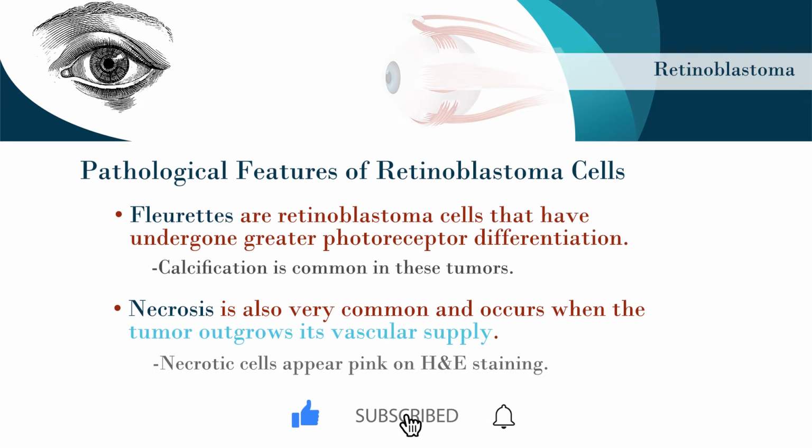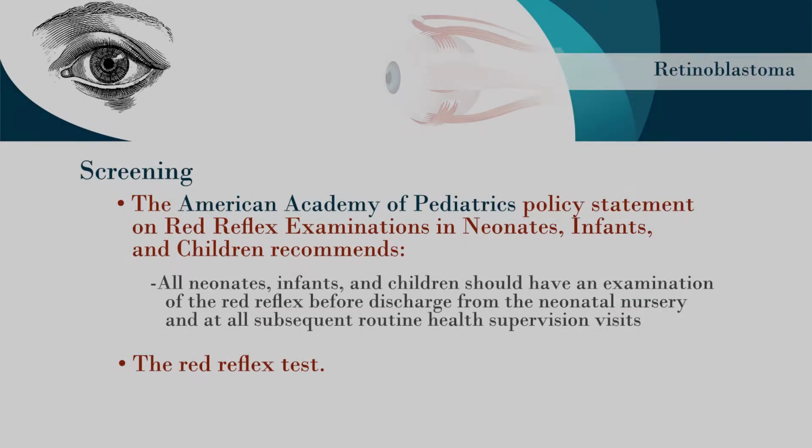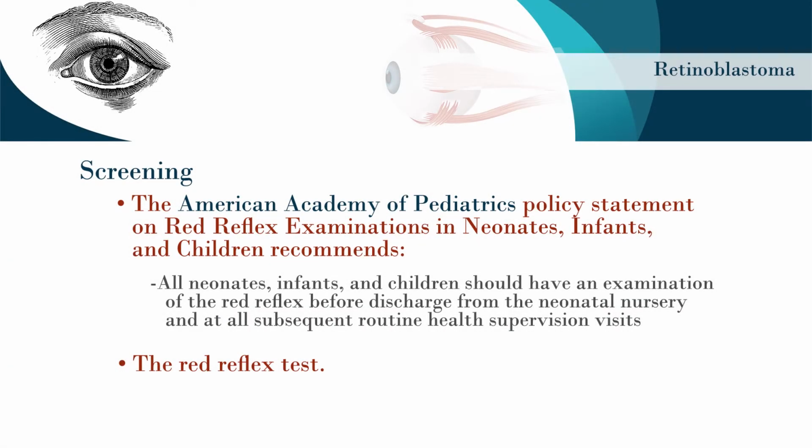Necrosis is also very common and occurs when the tumor outgrows its vascular supply, and necrotic cells appear pink on hematoxylin and eosin staining. Now come to the screening purpose.